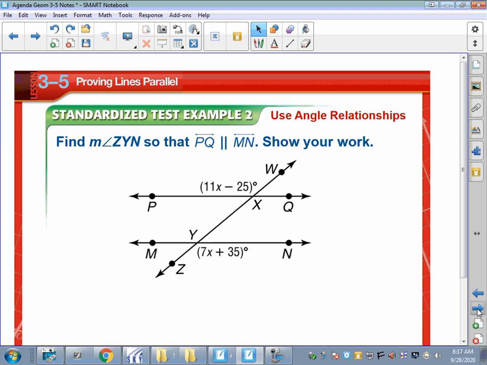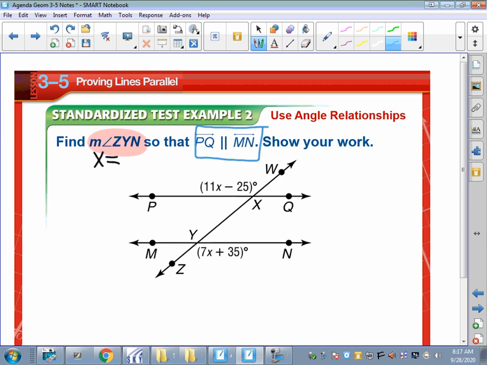Find the measure of angle ZYN so that PQ is parallel to MN. Show your work. So if I look at this diagram, I notice I've got X's in here. In order to find the measure of angle ZYN, that's what it asks me to find, wouldn't you agree I'm going to need to figure out what X equals? Right? And then I can plug that in and figure things out. So I'm not even going to worry about that so far. Notice it's asking in a weird way.